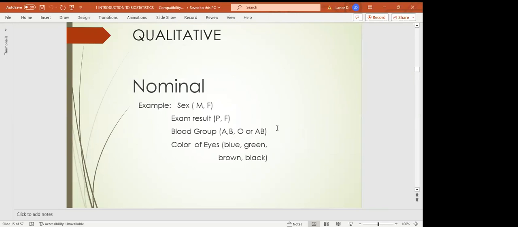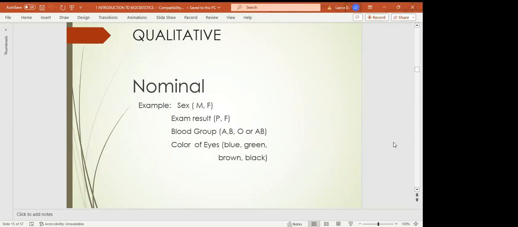Now, qualitative data, we can say it's also nominal data because it's dichotomous, or it can be dichotomous. It's discrete, specific. An example of it is sex or gender, male or female. We could look at the exam results as well. If you did an exam, either you pass the exam or you fail the exam. Blood group, it's either you are A, B, O, or AB. It's discrete, it's very specific. The color of your eyes is another example, whether it's blue, green, brown or black.